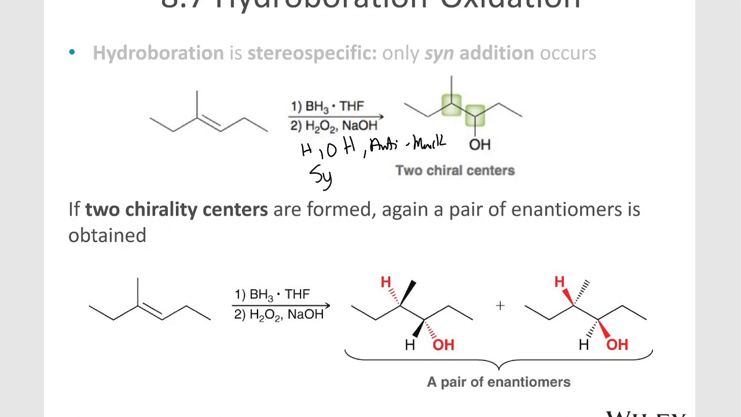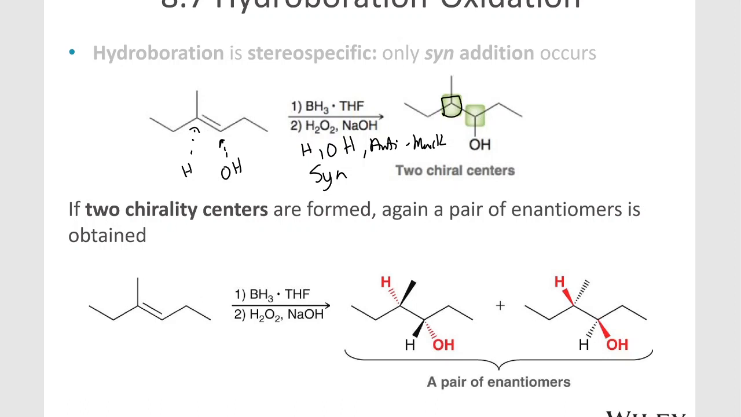Okay, and we're getting syn addition. So what does that mean? It means the H is going to this side, that's the more substituted side. The OH is going to the less substituted side. They're both going to the same side at the same time.